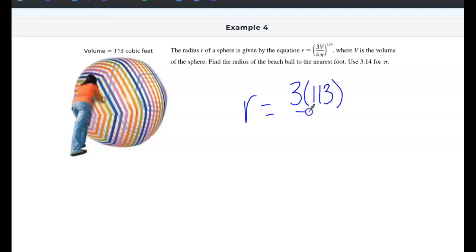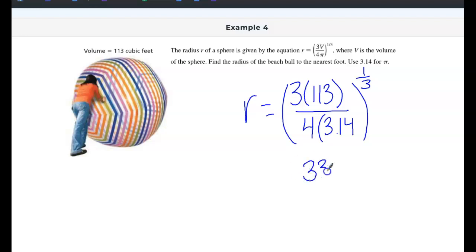113 over 4, and what am I going to use for pi? 3.14. Okay, and then all of that is raised to the 1/3 power. So you have to use PEMDAS, so I solve the parentheses first. So 3 times 113. That's a big number. That's 339.